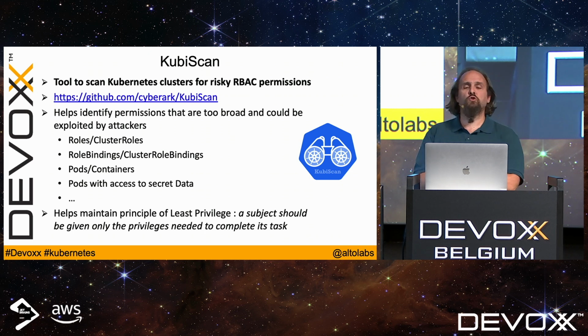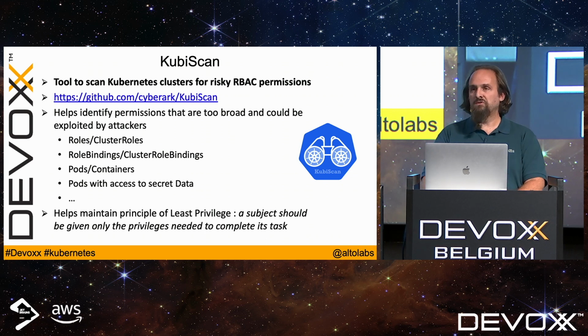Okay, next one is called QBScan. Who has used QBScan yet? Nobody? Oh yeah, okay, a few. So QBScan is a very interesting tool that allows you to analyze your cluster for risky authorization. As you probably all know, we're using RBAC for Kubernetes. Basically, it helps identify permissions that are too broad and that could be exploited by attackers. Authorization dealing with roles, role bindings, cluster role bindings, pods, containers, pods with access to secret data.